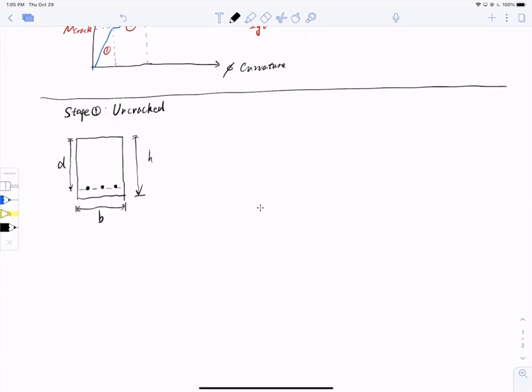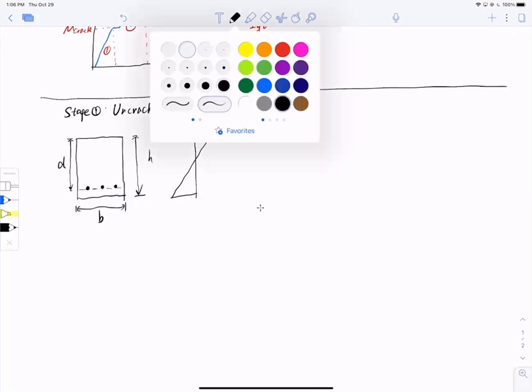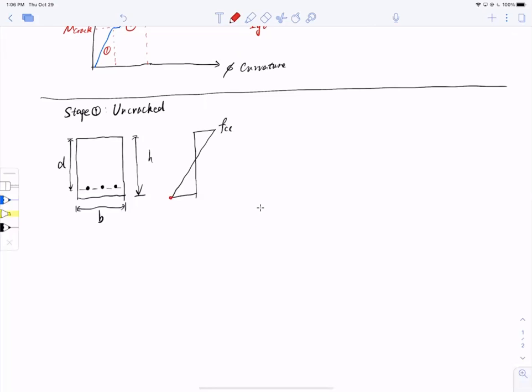Since it is uncracked, if I draw the stress or strain distribution this way, we know that there is a concrete compressive stress fc. It's not failure yet. But we do know that at the tensile end right here, fct, this is the tensile strength of concrete.